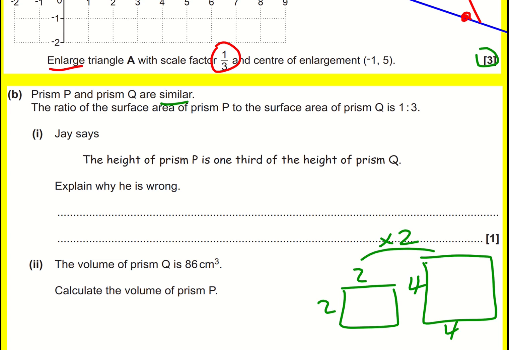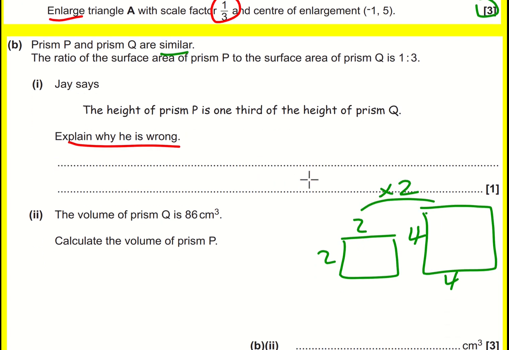Now it says the ratio of the surface area of prism P to the surface area of prism Q is 1 to 3. J says the height of prism P is 1/3 of the height of prism Q. Explain why he is wrong. Well, this comes into finding area and length scale factors, the relationship between them.